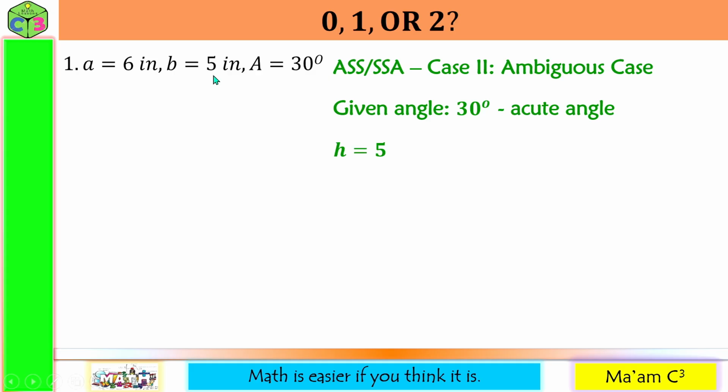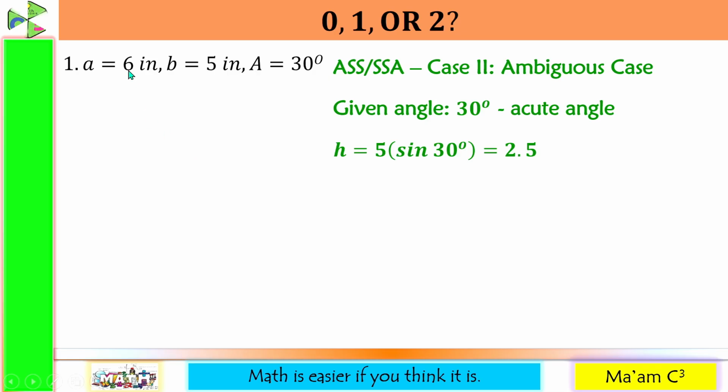And then multiply this with the sine of the given angle. So multiplied with sine of 30 degrees. We have learned from trigonometric ratio that sine 30 degrees is 1/2, meaning 0.5. So 0.5 times 5 will give you 2.5. Now let us compare the side opposite the given angle to our height.